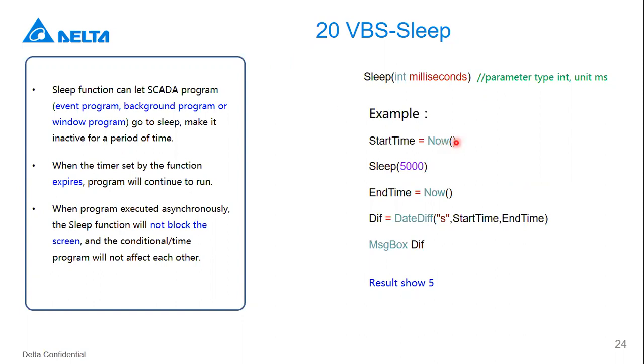Here's an example. You can see we get the start time, and then there's a sleep instruction. We use milliseconds, so it should be 5 seconds, and then the end time. For this part, I do a check: the end time minus the start time. So the result will be 5. So this is the sleep function. What does it mean?